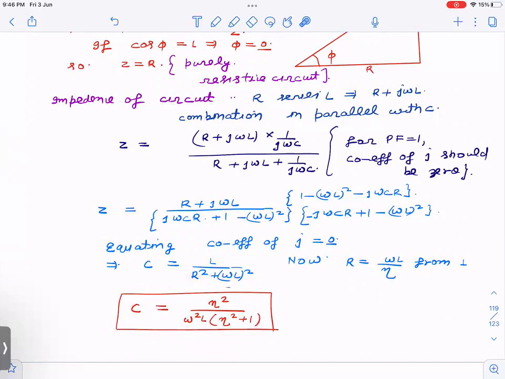Fine. So that's it. It's a very, very good question from AC circuits. If you see JEE Advanced AC circuit questions, they will be more or less like this one. Simple questions. So it's a very, very important question for JEE Advanced.